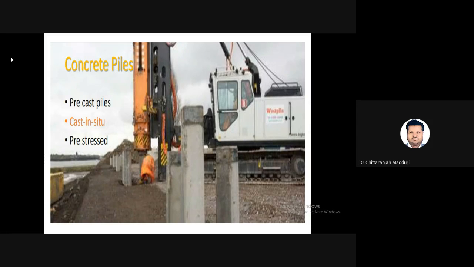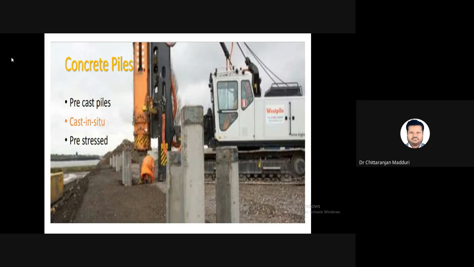Concrete piles may be precast piles, cast in situ piles, pre-stressed concrete piles. So precast piles means they are manufactured at one place and transferred. After manufacturing, it is transferred to site, then it is driven into the ground. So cast in situ means a borehole is made inside. That borehole is filled with reinforcement and also concrete. So the pile which is made inside itself is known as cast in situ piles. The piles which are made at one place and transferred to another place are known as precast piles.